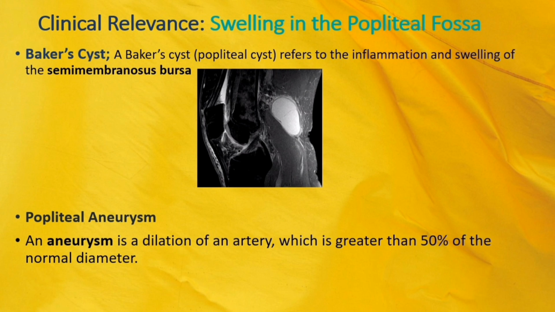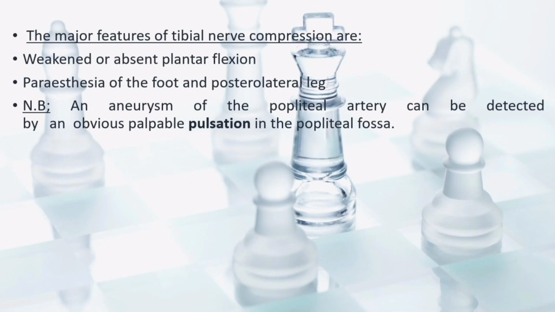Popliteal aneurysm. An aneurysm is a dilation of an artery, which is greater than 50% of the normal diameter. The roof of the popliteal fossa is tough and non-extensible, and so an aneurysm of the popliteal artery has consequences for the other contents of the popliteal fossa. The tibial nerve is particularly susceptible to compression from the popliteal artery. The major features of tibial nerve compression are weakened or absent plantar flexion, and paresthesia of the foot and posterolateral leg.